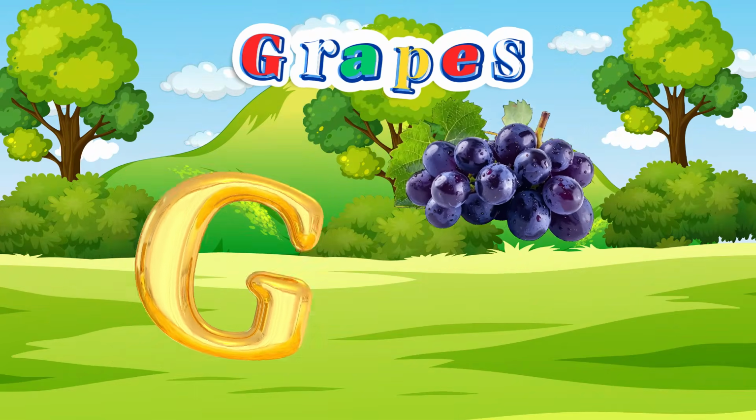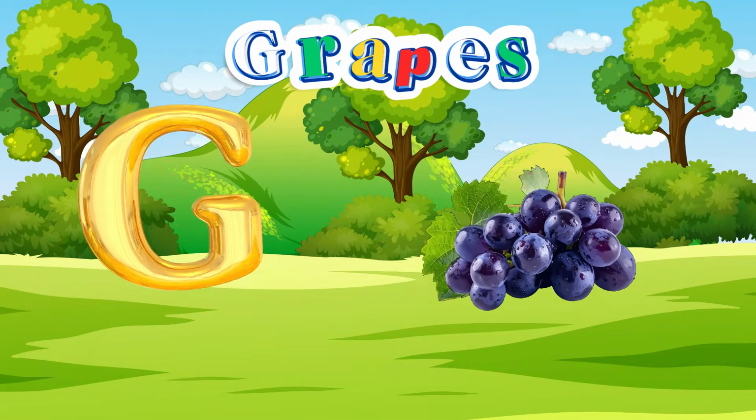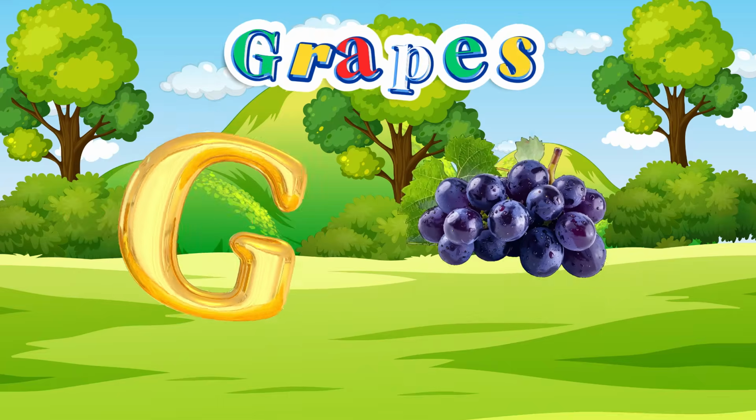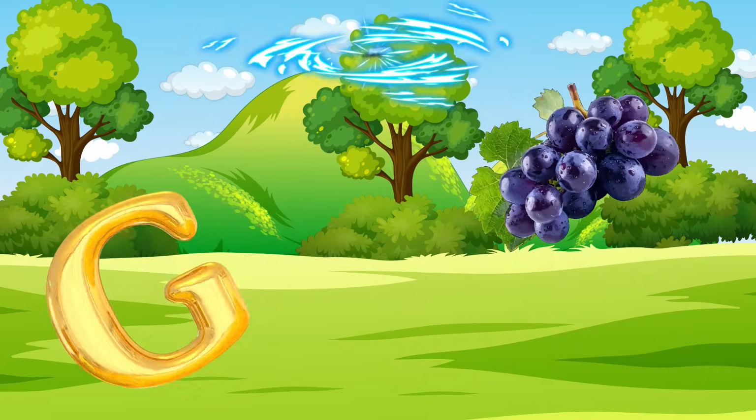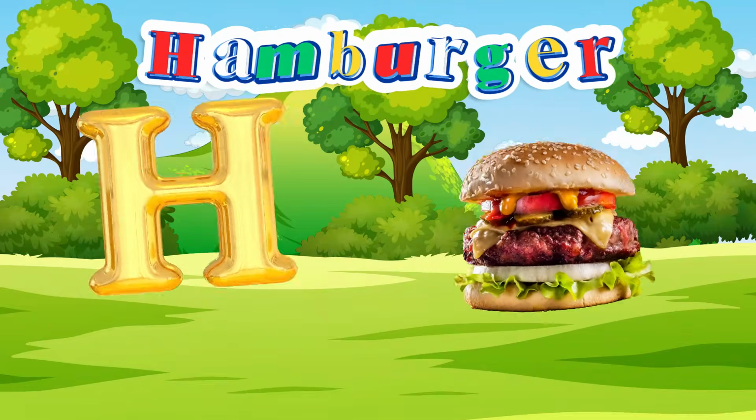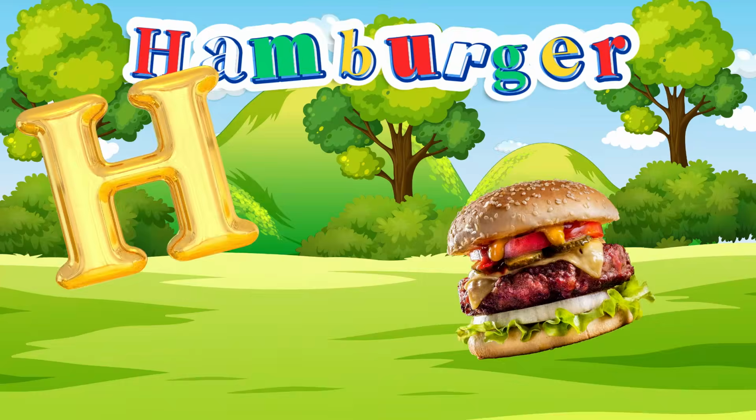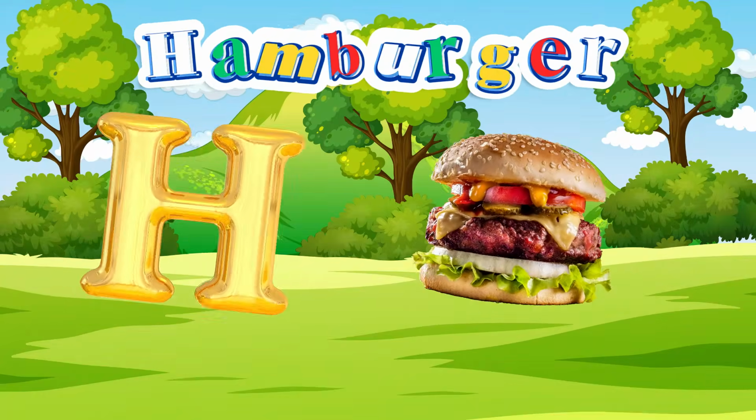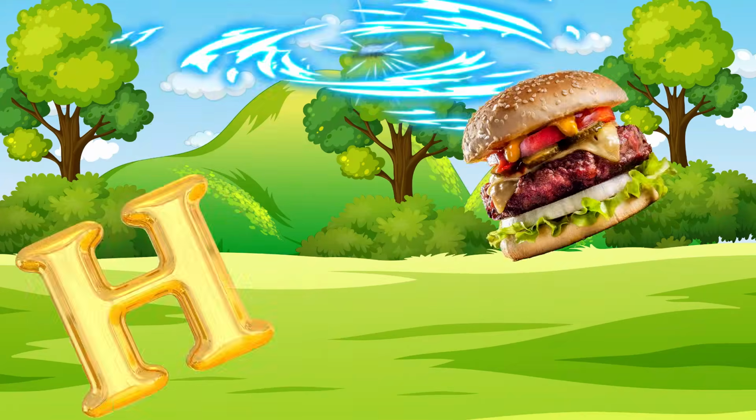G is for grapes. Purple grapes. H is for hamburger. Big hamburger.